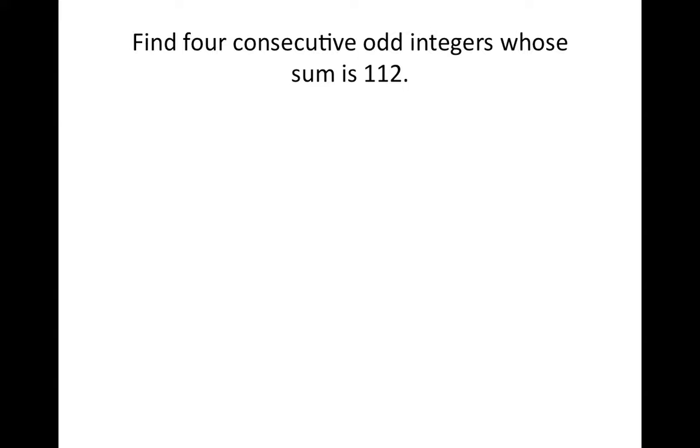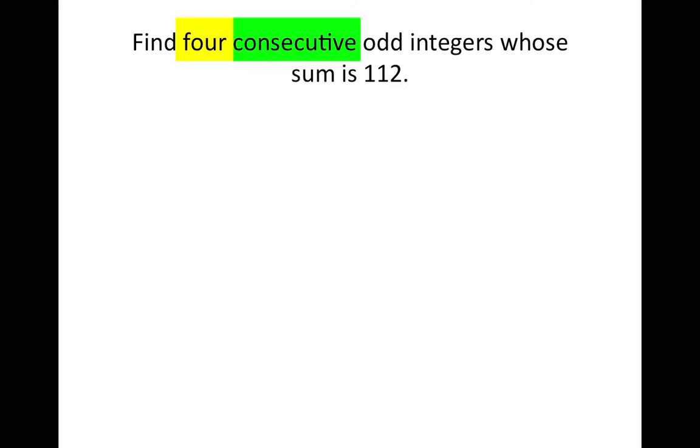Find 4 consecutive odd integers whose sum is 112. That's a lot of information in a short sentence. Let's unpack it. It's asking us to find 4 numbers, so we know our answer will be a list of 4 numbers. They're consecutive, which means one right after the other.